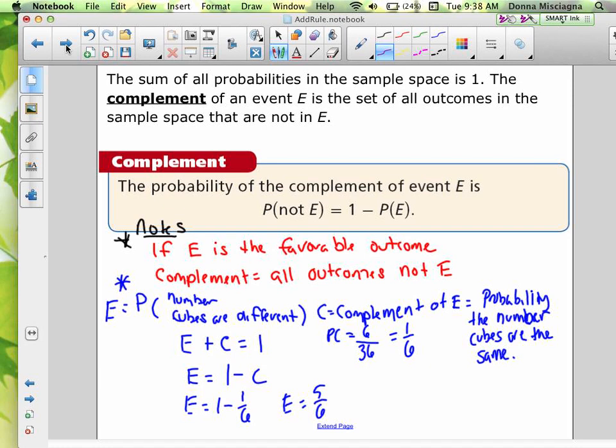So if I were to subtract the complement from 1, I would get the probability of my event. Right? So the probability of the complement, the probability that the number cubes are the same, that would only be 1, 1, 2, 2, 3, 3, 4, 4, 5, 5, 6, 6. So there's 6 of those. And there are 36 outcomes with a dice. So the probability of the complement is 6 over 36, or 1/6. So if I subtract 1/6 from 1, we're going to get the probability of the number cubes are all different.